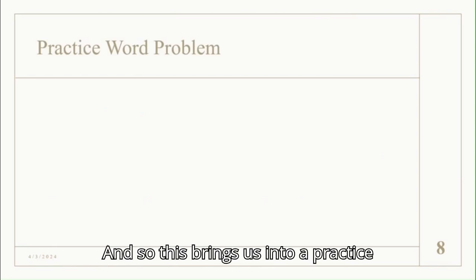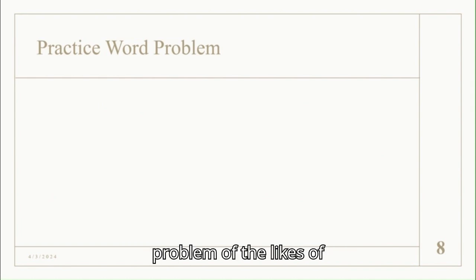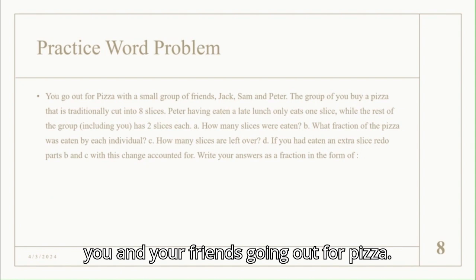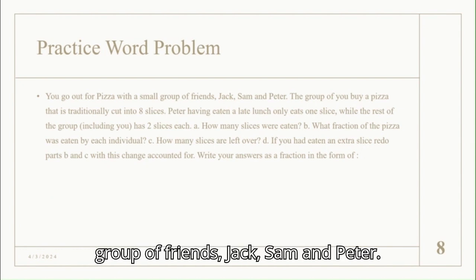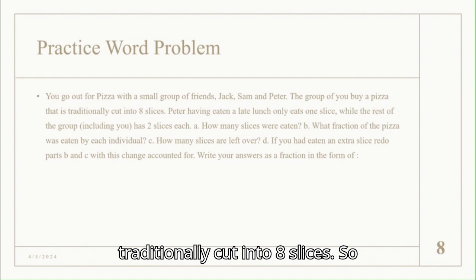And so this brings us into a practice word problem. A practice word problem of the likes of you and your friends going out for pizza. You go out for pizza with a small group of friends, Jack, Sam, and Peter. The group of you buy a pizza that is traditionally cut into 8 slices.